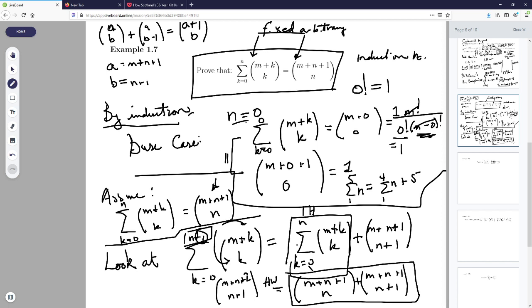So then we look at the original summation. Assuming this is true, when we plug in n plus 1 on this side, we get the formula for n plus 1 on this side. So we are done.